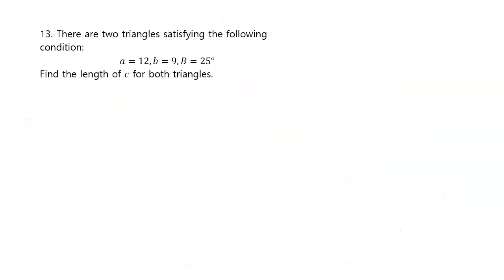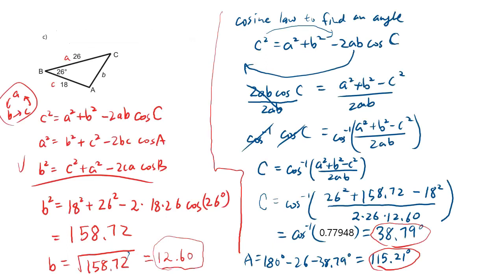Alright, let's see. There are two triangles satisfying the following condition: A, B, and angle B. Find the length C for both triangles. So in this case, you have two sides. Which one do we use? We use the cosine law, right? And we have to use the one that has the B there. So I'm not going to be writing this all the time.